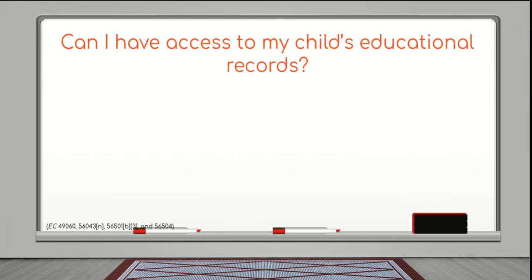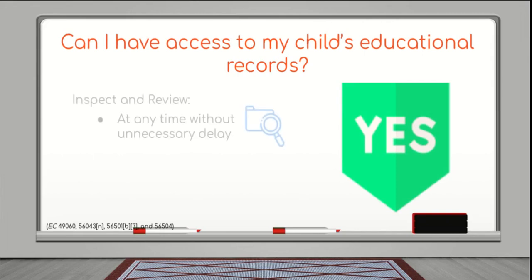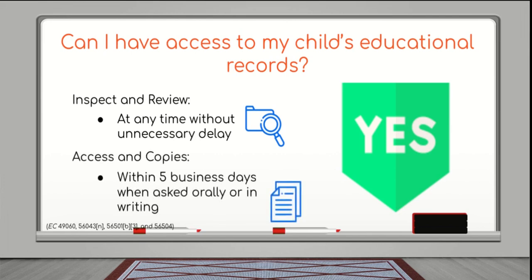Can I have access to my child's educational records? The district must allow you to inspect and review all of your child's educational records without any unnecessary delay. This can be done at any time, including before your child's IEP or before a due process hearing. If you want access to and copies of your child's educational records, ask either orally or in writing. The district must provide you access and copies within 5 business days.